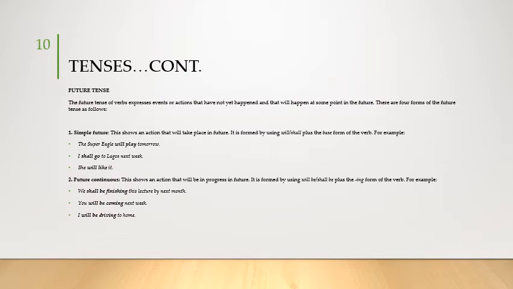Now future tense. What is future tense? Future tense of verbs expresses events or actions that have not yet happened and that will happen at some point in the future. There are four types or forms of the future tense as follows. Simple future. This shows an action that will take place in the future. It is formed by using will, shall, plus the base form of the verb.